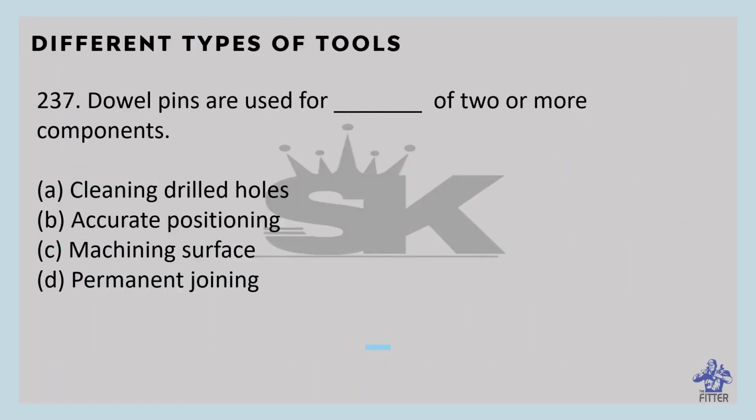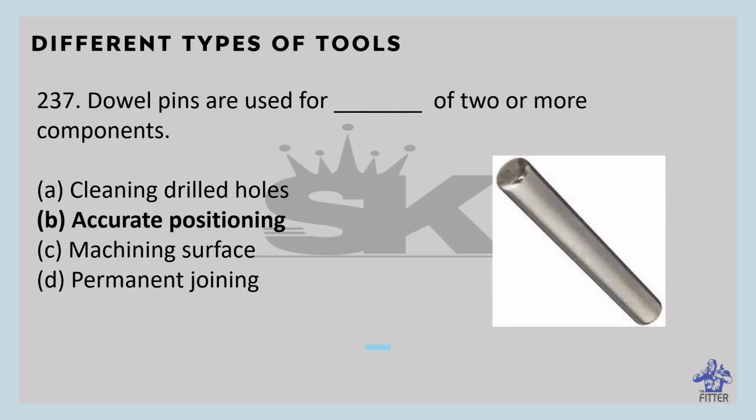Dowel pins are used for accurate positioning of two or more components. Dowel pins used in machine fabrication are metal cylindrical fasteners that retain parts in a fixed position or keep parts aligned. Depending on the function of the work, one or two dowel pins are sufficient for holding adjacent parts. This is the dowel pin. I think you are all aware of dowel pins, right?